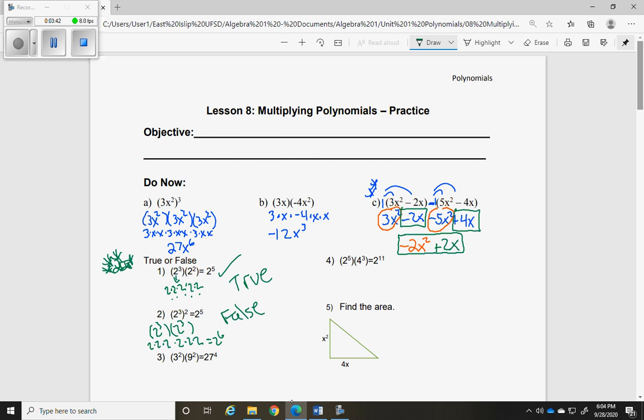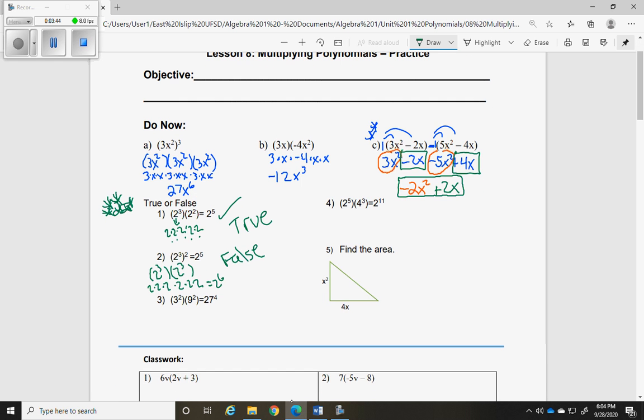Number 3 is false. Absolutely false. Write it out. It's 3 times 3 times 9 times 9. That sure does not look like there are 4 27s being multiplied out. And some people say, but you can get a 27. Yeah, but how many can you get? 3 times 9 is 27. And this 3 times 9 is 27. And that's it. So this is equal to 27 to the 2nd power, not to the 4th power. So this one was false.